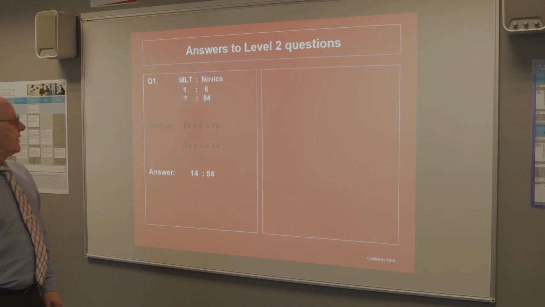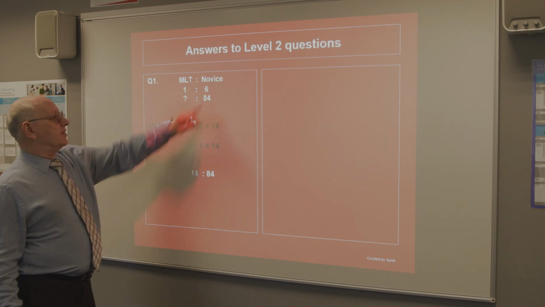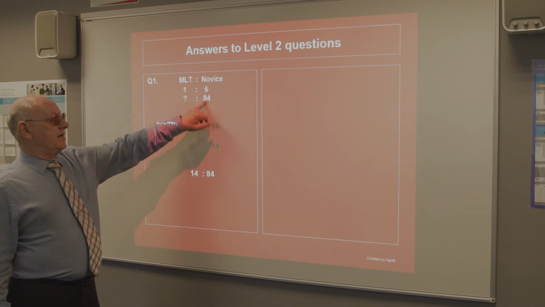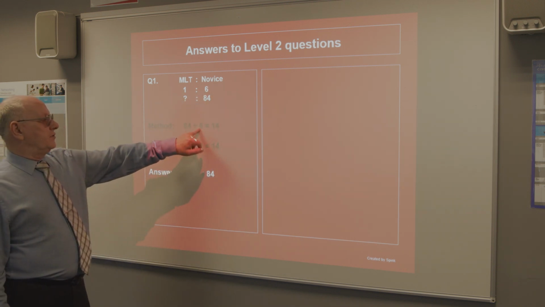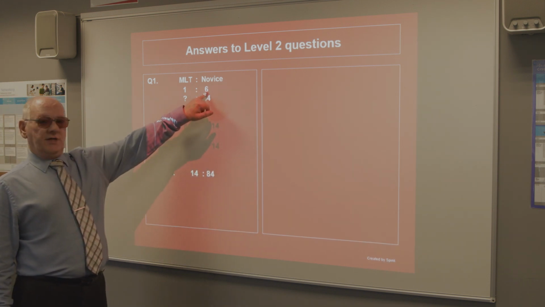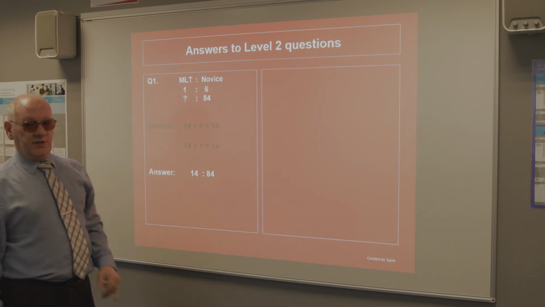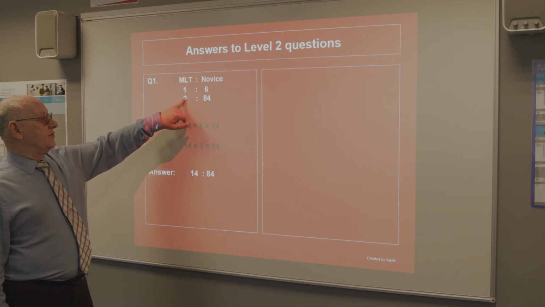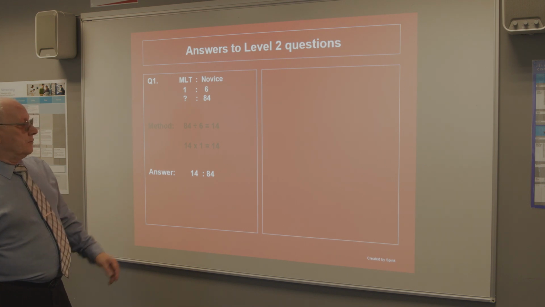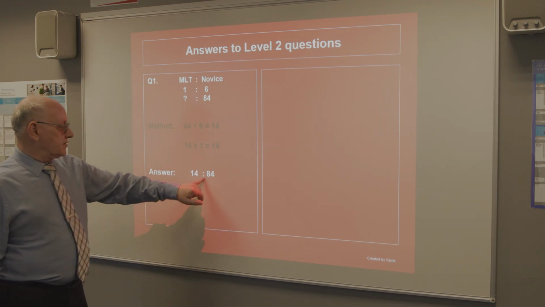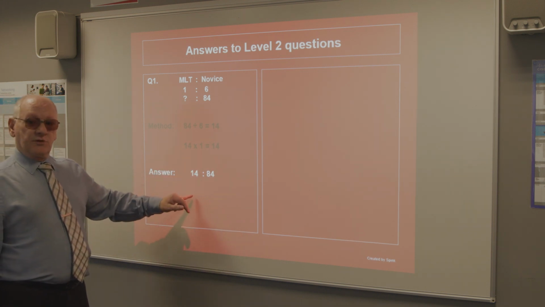Hopefully level 1 students got that right. Level 2, here's yours. Same ratio, 1 to 6. Question mark to 84. What have we done to that 6 to get 84? 84 divided by 6 is 14, so we've multiplied that 6 by 14 to get 84. Or you can divide 84 by 6 to get 14. Either way, you've got to do the same to this side. 14 times 1 is 14. And the answer is 14 to 84. The answer is 14, because that was the question. How many MLTs?